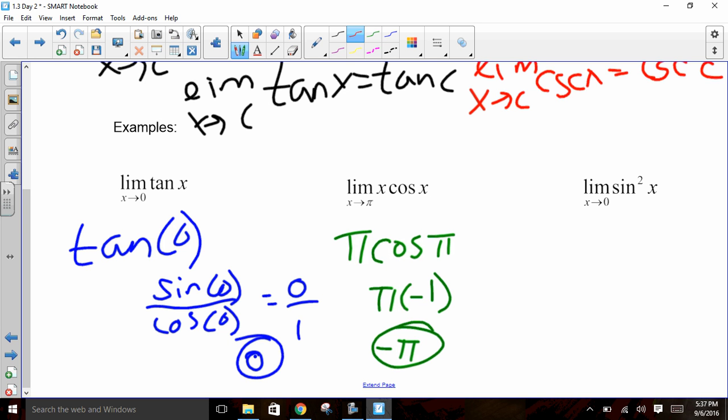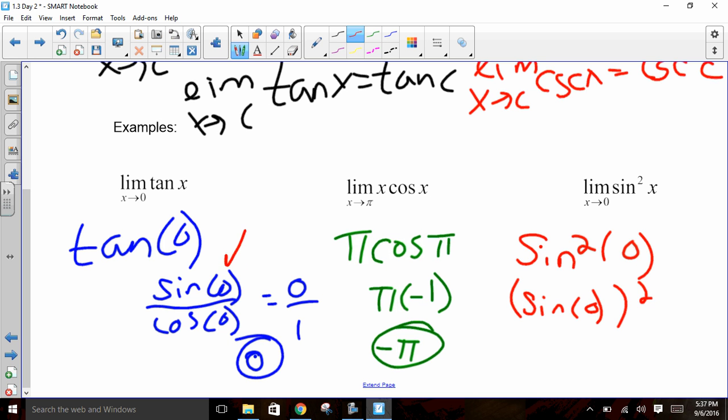Next one, I have the limit of sine squared of x when x approaches 0. So even with my squared terms, what we do first, sine squared of 0 is the same thing as sine of 0 quantity squared. Well, we already said sine of 0 earlier was 0. So then I have 0 squared, which is still a big old 0.